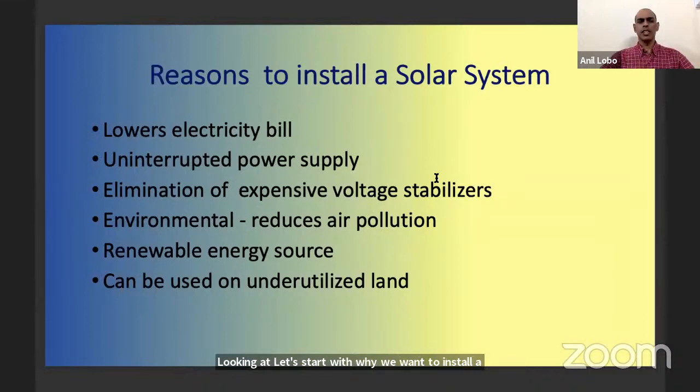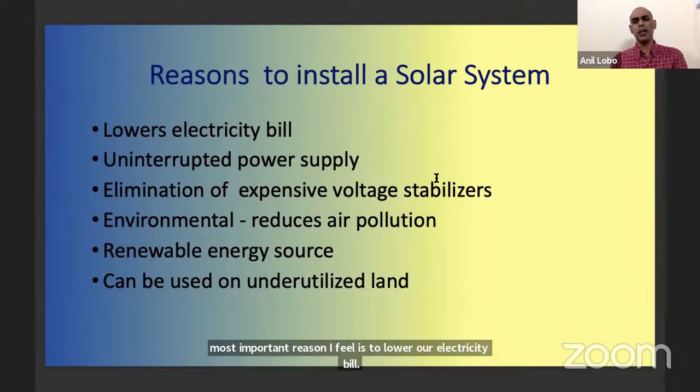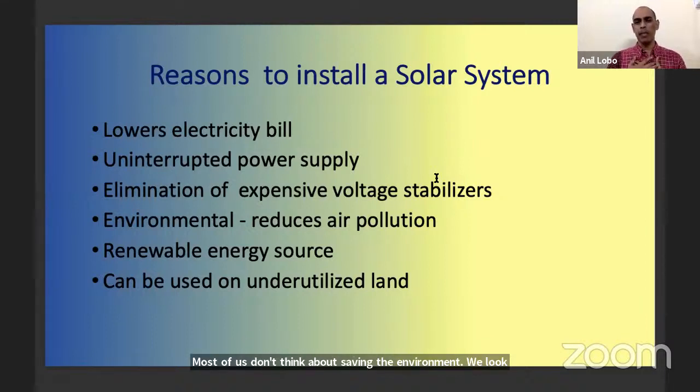Now, these are the top 5 or 6 reasons that I have put down. The most important reason I feel is to lower our electricity bill. Most of us don't think about saving the environment. We look at how I can save my bills, my wallet. So that's the reason I put that at number 1.